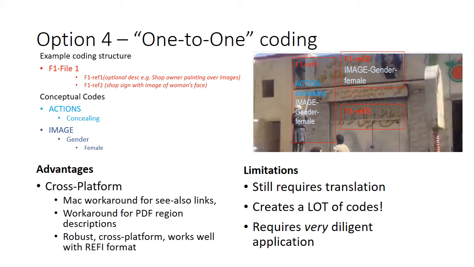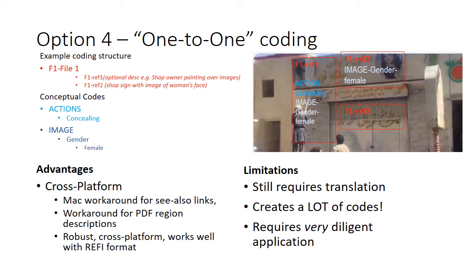You also apply conceptual codes. So in this, an action of concealing, and you might have some codes about the image that is being concealed, the gender of the person in the image, that they are female. So the advantages of this are that it's cross-platform, it's a Mac workaround, in place of see also links. It works for PDF regions and to provide descriptions for those, and it's robust cross-platform, works well with the REFI format. It's kind of going back to older coding practices.